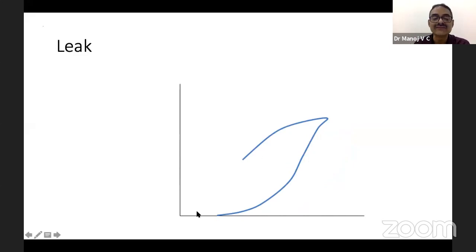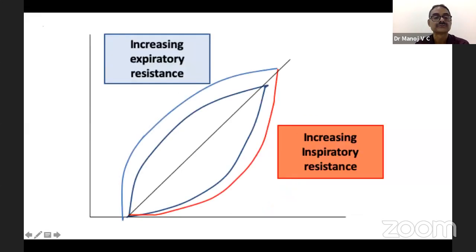In leak, what happens? You have the inspiratory limb complete, but in the expiratory limb, because of leak, the last part is not there. So the machine will join it with a straight line. You will find a straight, unnatural, artificial line. That is the modern day ventilator joining. So this is your leak.